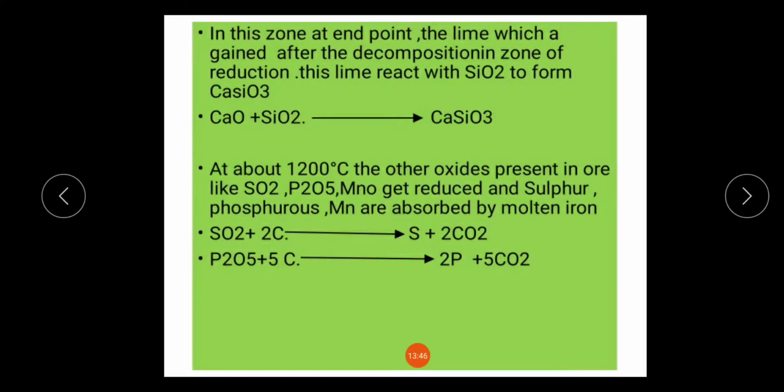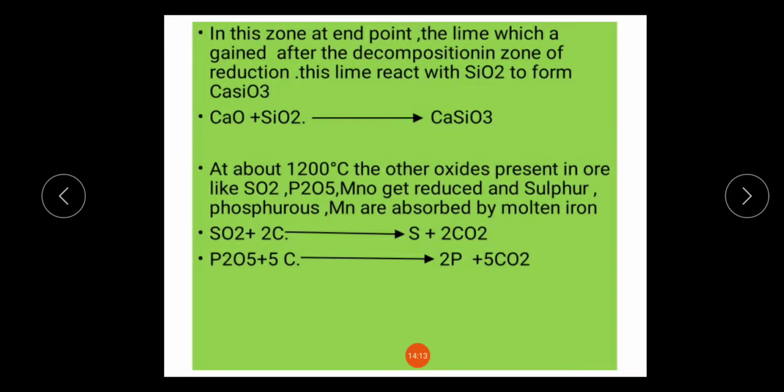And at 1200 degrees Celsius, the oxides, such oxides are SO2, P2O5, MnO. These oxides are reduced to form sulfur, phosphorus and manganese after reacting with the carbon.